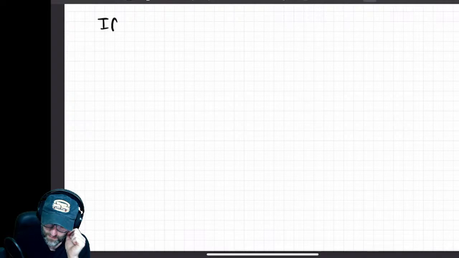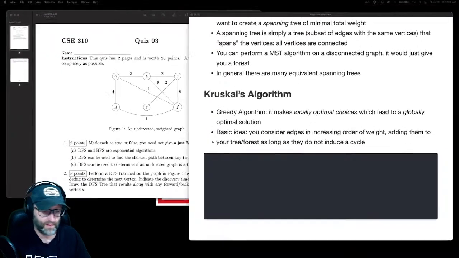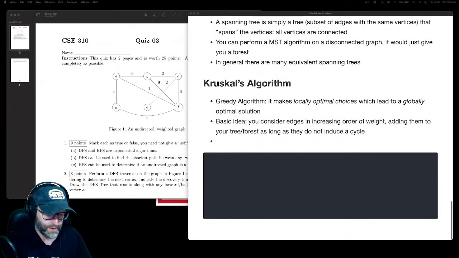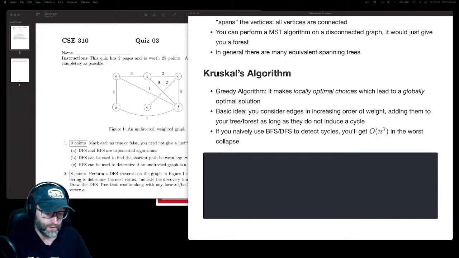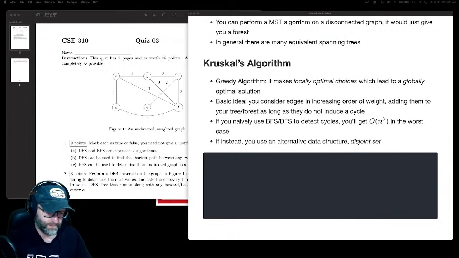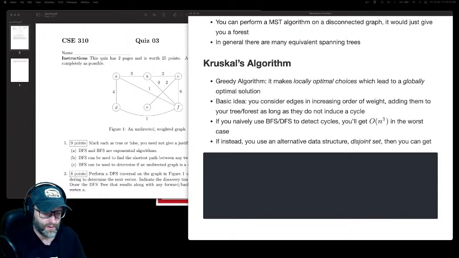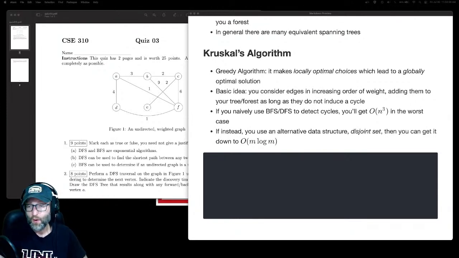Actually, let's go back to the notes here. Sorry. So I can type this instead of just writing it out. All right, if you naively use BFS, DFS to detect cycles, you'll get basically order n cubed in the worst case. If instead you use an alternative data structure, something that you probably haven't seen before, it's called a disjoint set, then you can get it down to order m log m. We might go over it on Monday, but we're not going to get to it today.